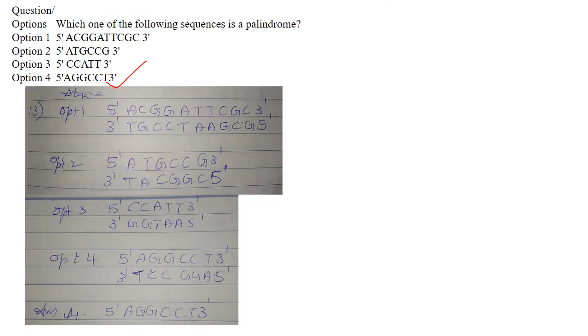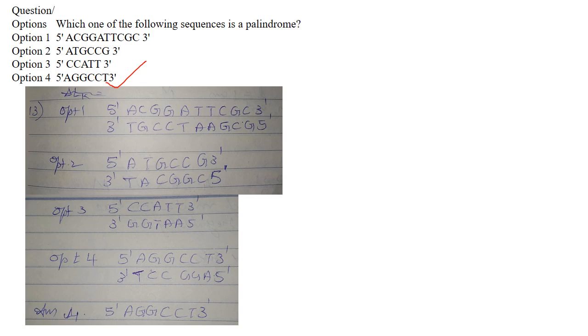Next one. Which of the following sequences is a palindrome? So a palindromic sequence is a nucleic acid sequence in a double-stranded DNA whereby reading in a certain direction, that is 5' to 3' direction on one strand, is identical to the sequence in the same direction in the complementary strand. That is, if you read the sequence in the first strand from 5' to 3' direction, the sequence in the second strand, if read in 5' to 3' direction, would be the same.